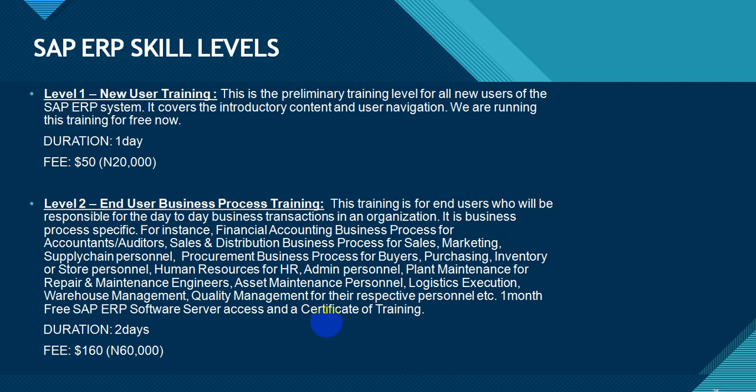Then you have the level 2, which is the end user business process training. This training is for end users who will be responsible for the day-to-day business transactions in an organization. It is business specific. So for instance, financial accounting business process for accountants, auditors, sales and distribution business process for sales, marketing, supply chain personnel, procurement business process for buyers, purchasing, inventory, and so on.